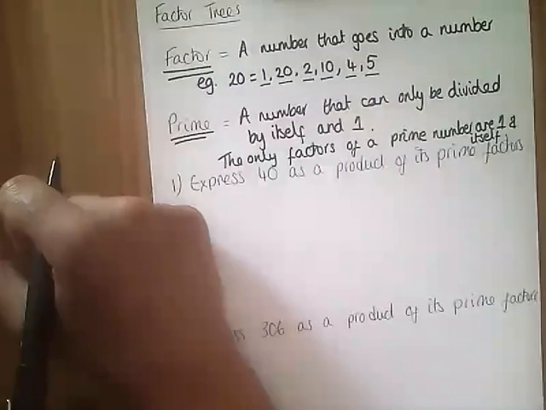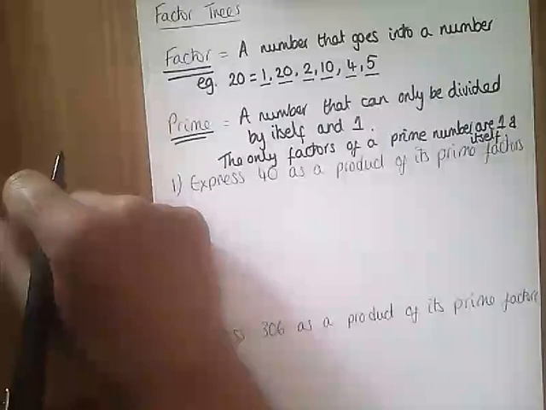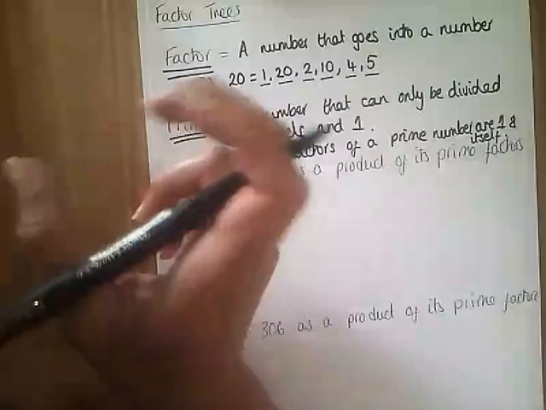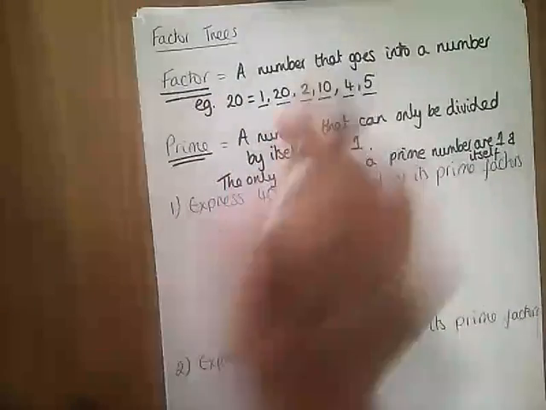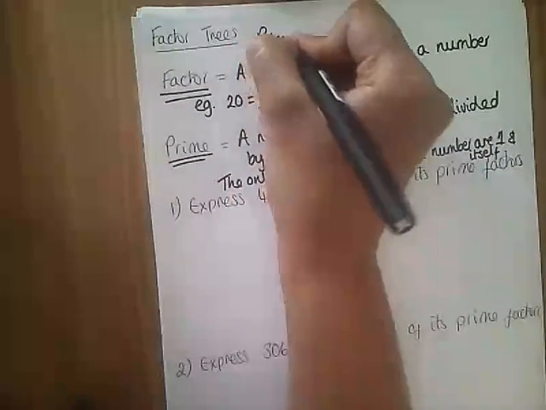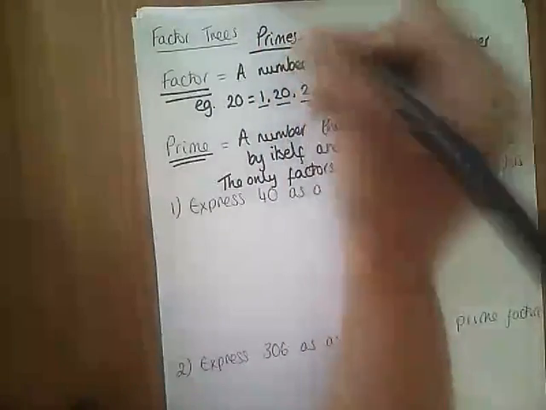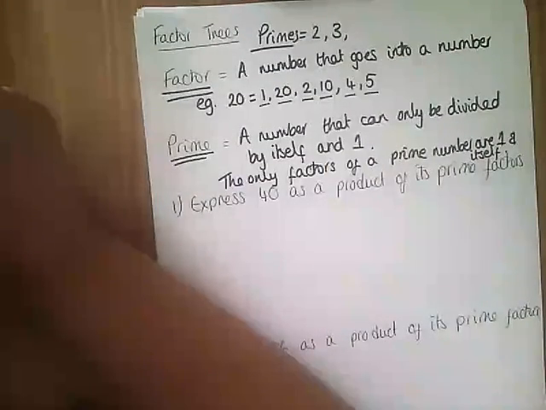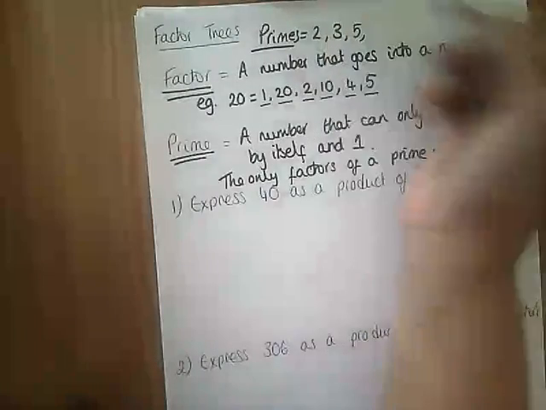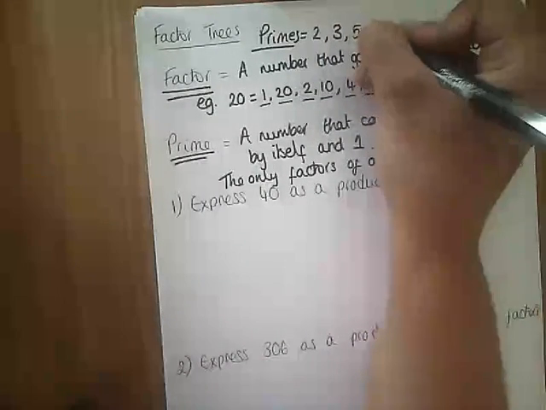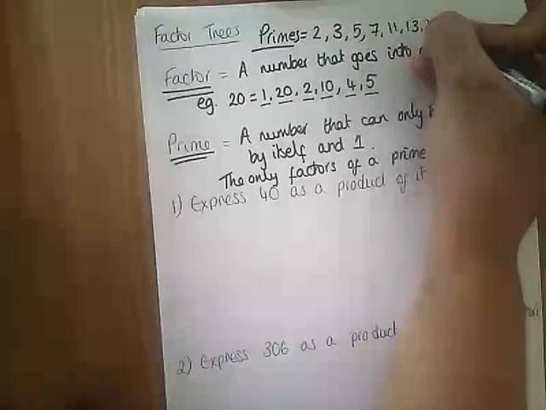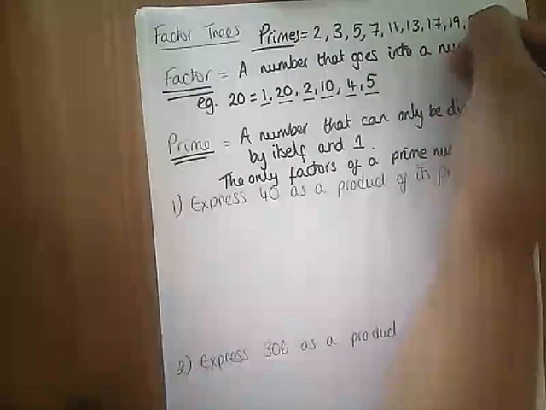Let's think about some prime numbers before we move on. 1 does not count as a prime number. Just get that into your head now, 1 is not a prime number. However, 2 is a prime number because the only things that go into 2 are 1 and 2. 3 is a prime number because the only numbers that go into 3 are 1 and 3. 5 is a prime number. The only numbers that go into 5 are 1 and 5. 7, 11, 13, 17, 19, 23, etc.